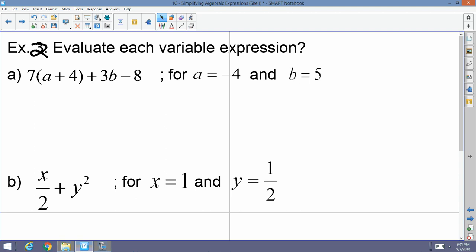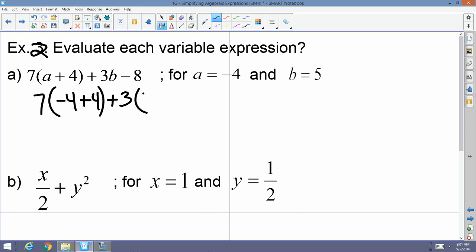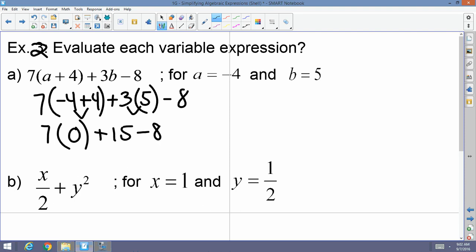So in this particular expression, they're telling you you have 7 times a plus 4 plus 3b minus 8 for a equals negative 4 and b equals 5. Let's go ahead and just plug it in and then just solve and evaluate. So I have 7 times parentheses a, which is a negative 4, plus 4, plus 3 times b, which is 5, minus 8. Step by step, y'all. So I got 7 times parentheses, that's 0, plus 3 times 5 is 15, minus 8. 7 times 0 is 0, plus 15 minus 8. So this will equal 7.